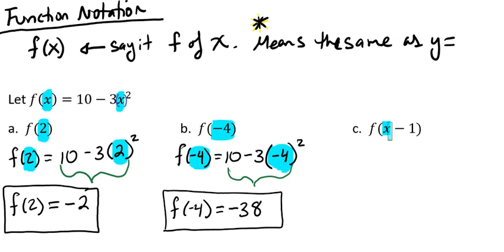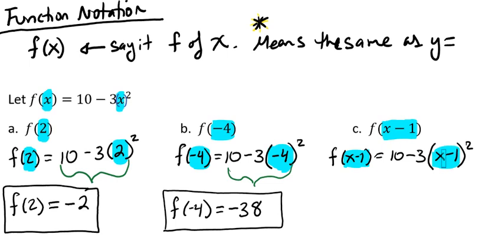So let's take a look at our next one, because it's a little bit different. Now it says f of x minus 1. You're going to do the exact same thing with it. So we have f of x minus 1 equals 10 minus 3 parentheses x minus 1 quantity squared. So notice I still put it in the x's spot. It's just what we have to do with it that's a little bit different.